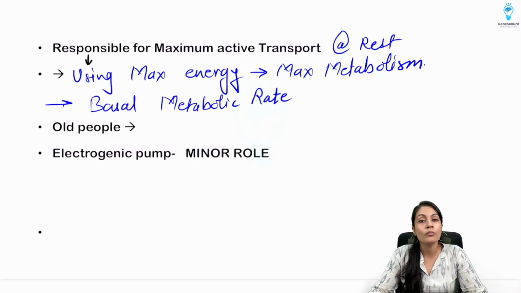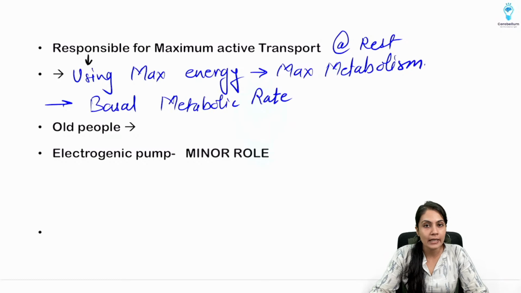Testosterone is one of the hormones which indirectly, not directly, stimulates this, and that's why usually you will see that males have a higher basal metabolic rate as compared to females, and that's why females tend to accumulate fat very quickly as compared to males.